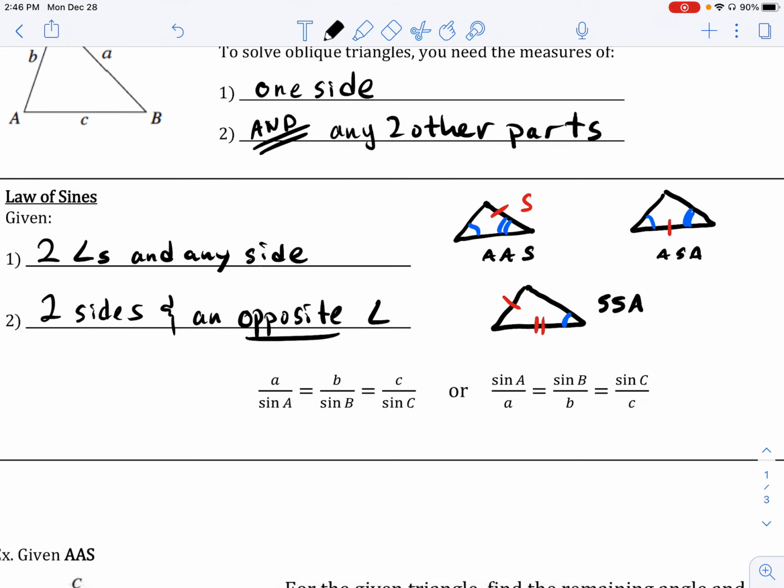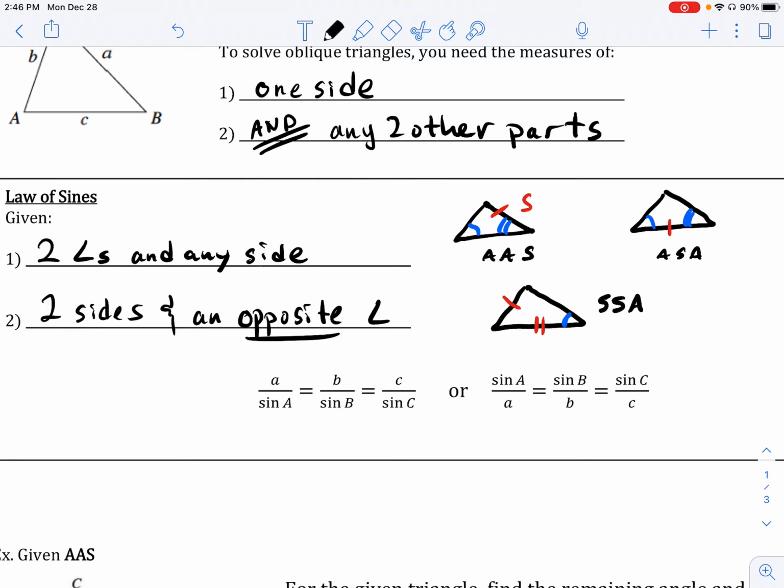All right. So anytime we're given either an AAS, angle, angle, side, or an SSA case, then we're going to apply something called the law of sines. And the law of sines effectively says that the ratio of any side over the sine of its angle is equal to the ratio of any other side over the sine of its opposite angle. This is called the law of sines.